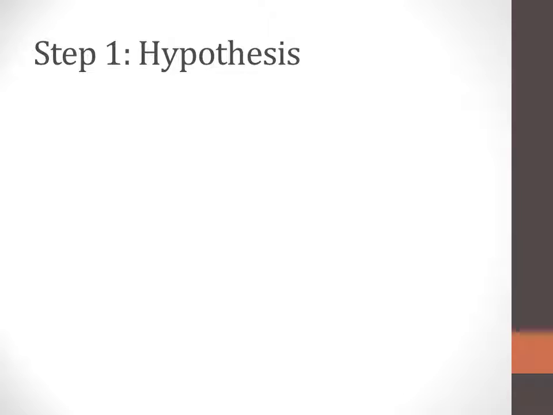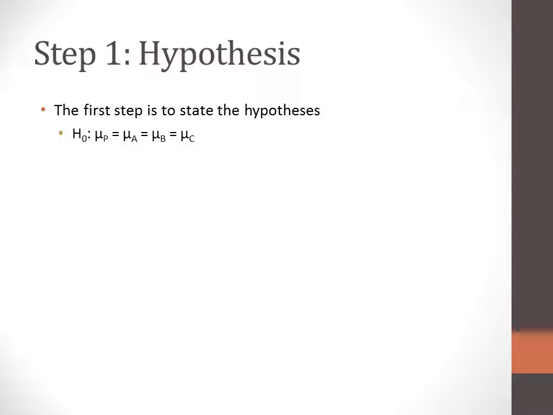Step 1 of hypothesis testing is, as always, to state the hypotheses. So let's go ahead and do that. We'll start with the null. And again, remember the null usually states that there's no difference. And so what we would say is that the mean of the population of the placebo group is equal to the mean of the population of drug A is equal to the mean of drug B and equal to the mean of drug C. So in other words, there is no treatment effect.